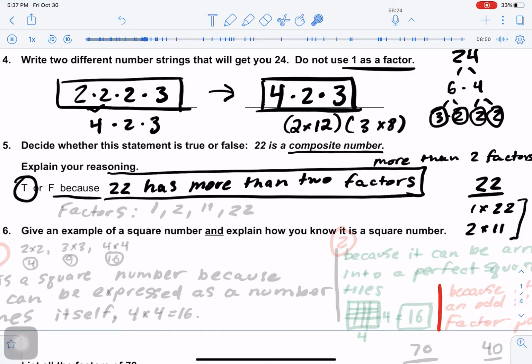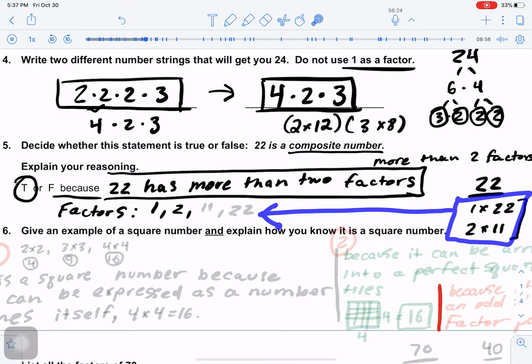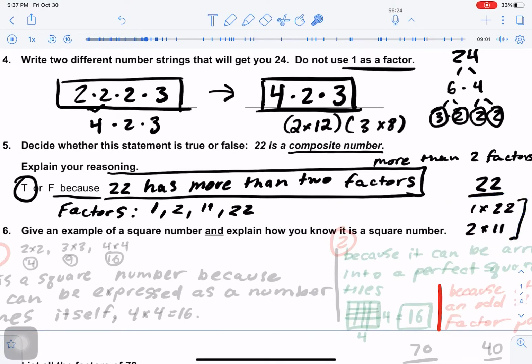If you would like to include that the factors are 1, 2, 11, and 22, that would be great. It makes your answer a little bit stronger.